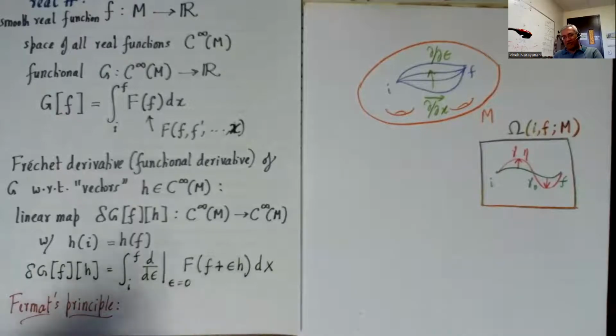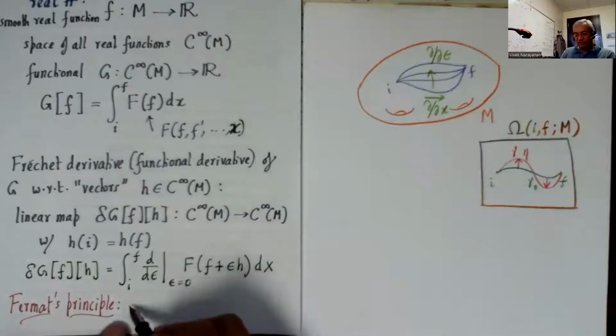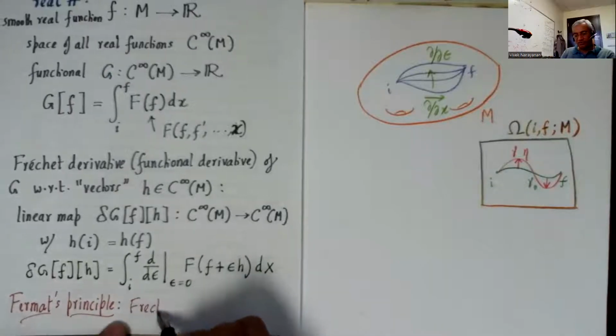People sometimes mistakenly say light follows the path of least time. All we need is the Frechet derivative to be 0. It need not be least. It can be maximum, minimum, or neither maximum nor minimum. So Fermat's principle says the Frechet derivative vanishes.